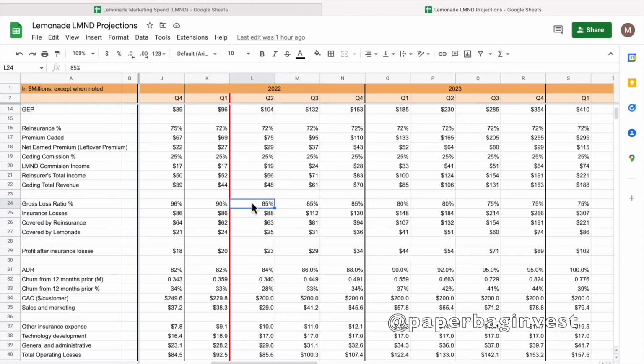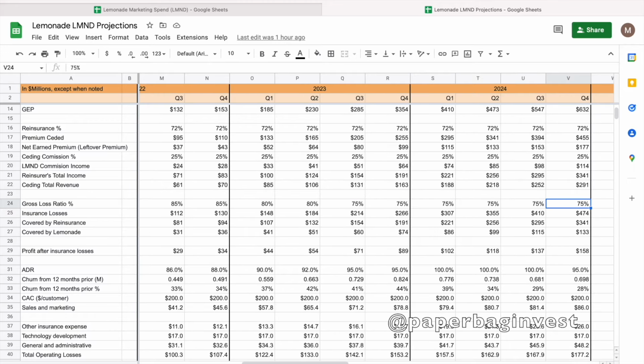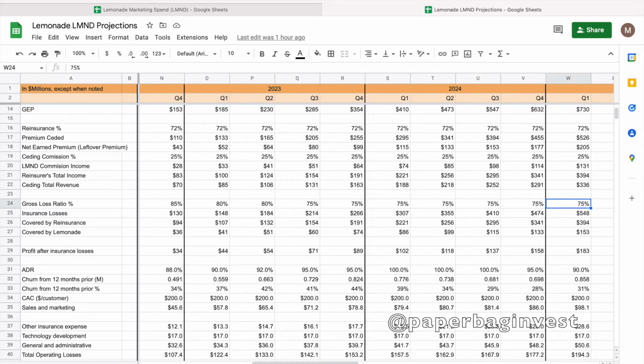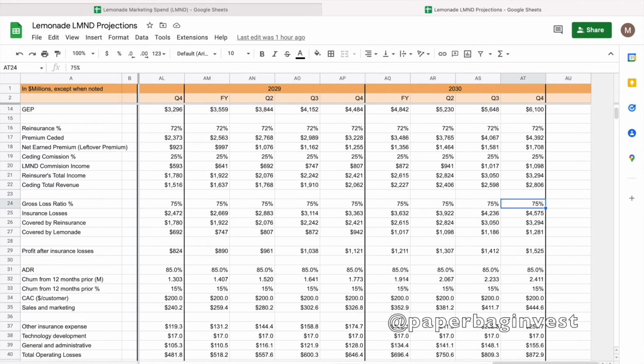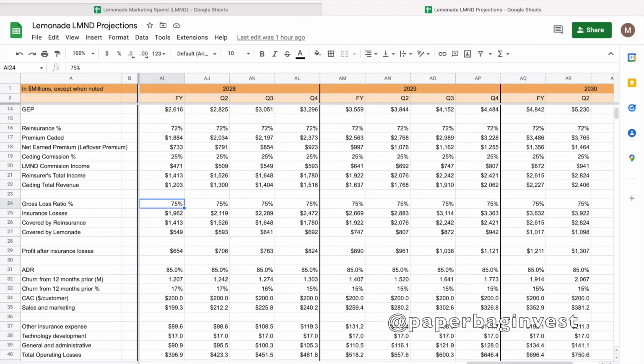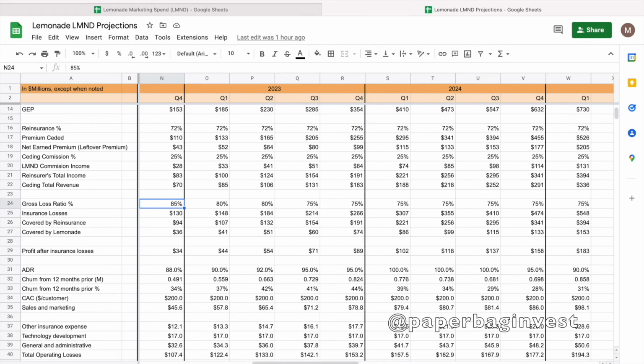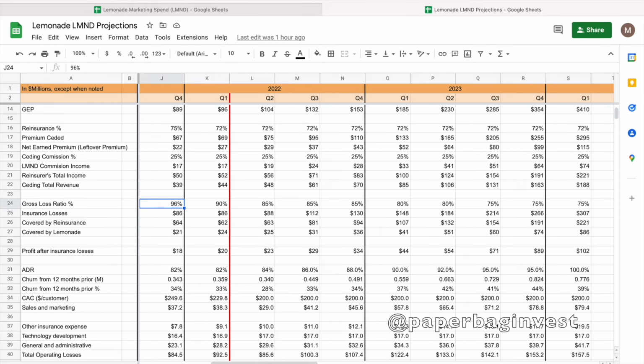Gross loss ratio, I'm hoping that can come down to 85% and then slowly come down. Obviously, there are going to be some quarters where maybe a catastrophe happens and this is 95%, but I'm hoping that can come all the way down, and then I have it at 75% all the way through. Hopefully they could get even lower than 75% as certain product lines mature. But I'm keeping it at that level.